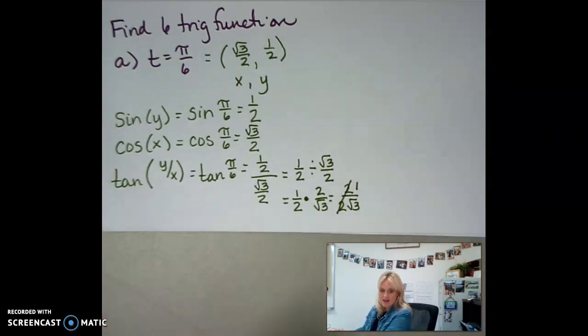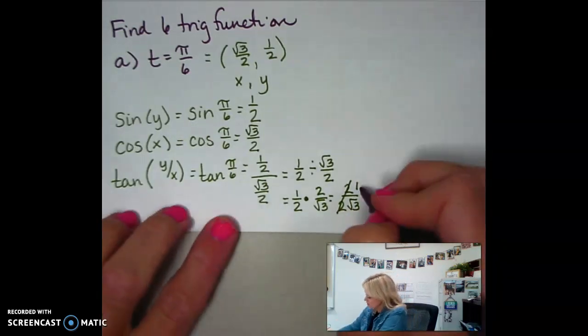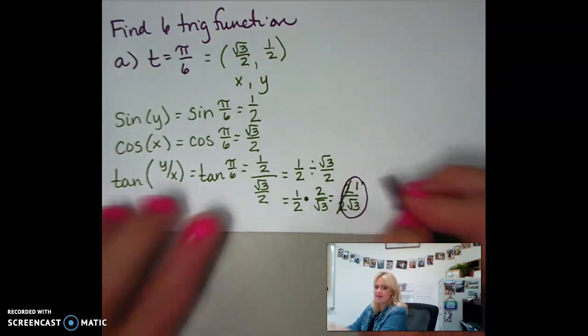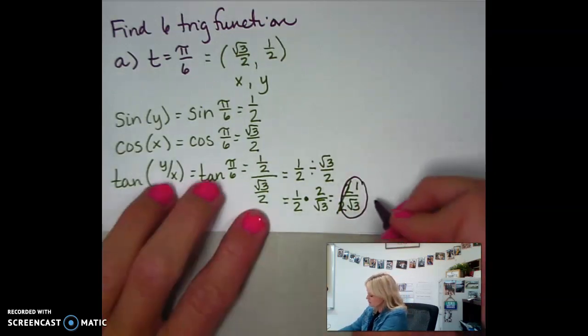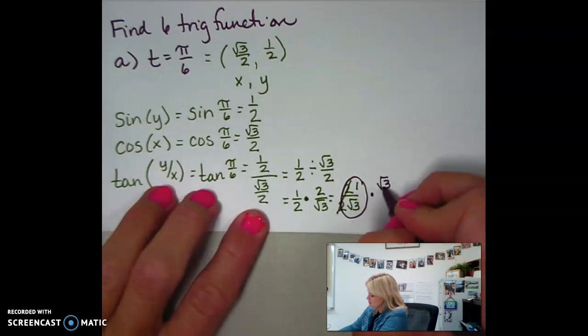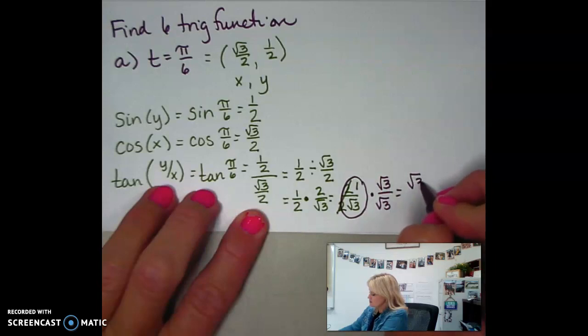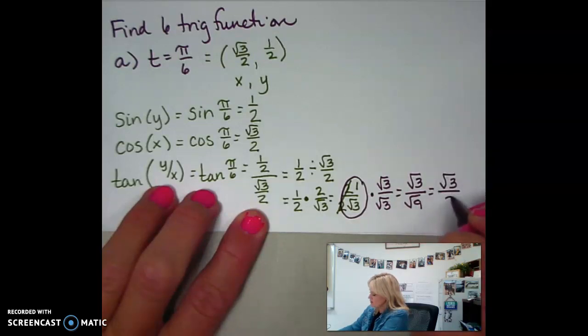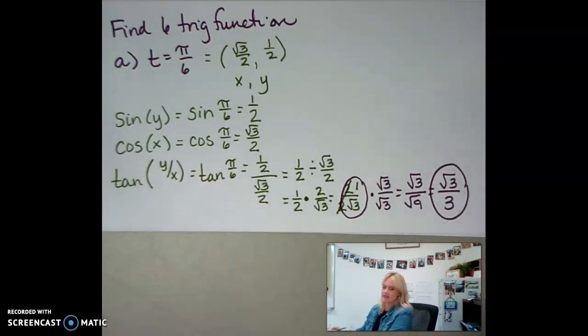Now, we have to rationalize this. We cannot keep the square root of 3 on the bottom of a fraction. So to rationalize it, even though this is our answer, we have to multiply the top and the bottom by the square root of 3. And now 1 times the square root of 3 is the square root of 3. Square root of 3 times the square root of 3 is the square root of 9, which equals 3. That is the tangent. The tangent you will find is always the hardest.